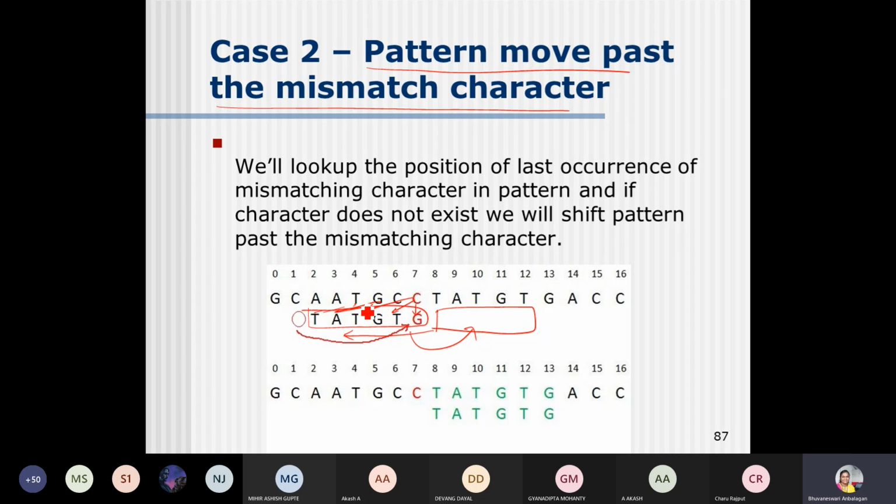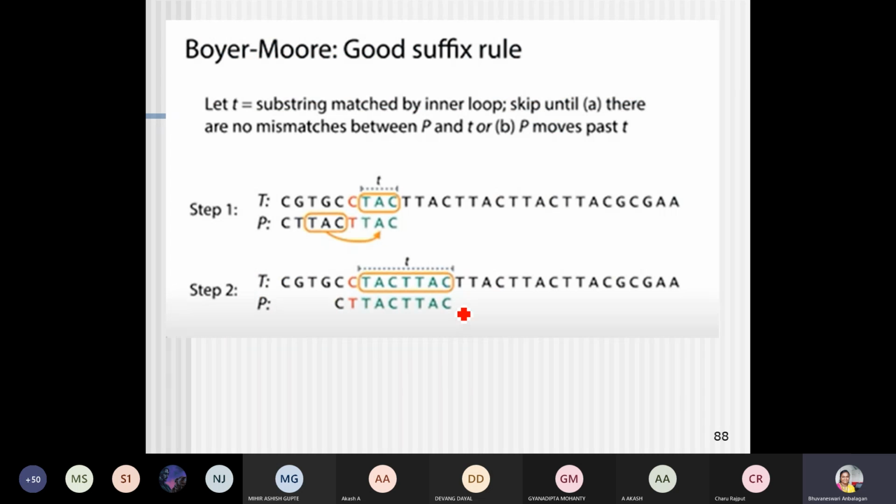Whether there is any G, even if we have a G, we will not check it over here because this particular pattern search matching has failed, so we will ignore this. Instead, we will move the entire pattern towards here. You see this example: we have C here, A here, T there.